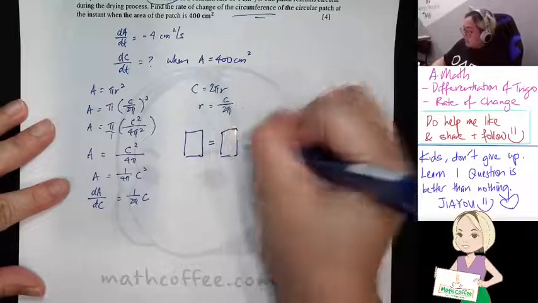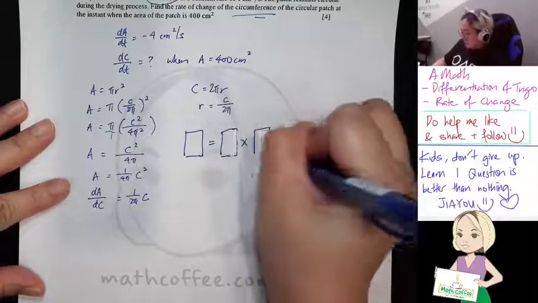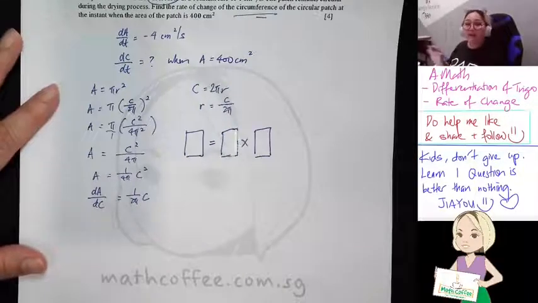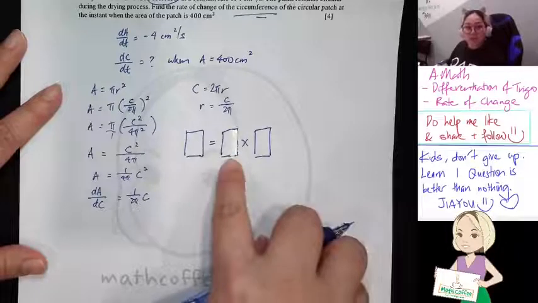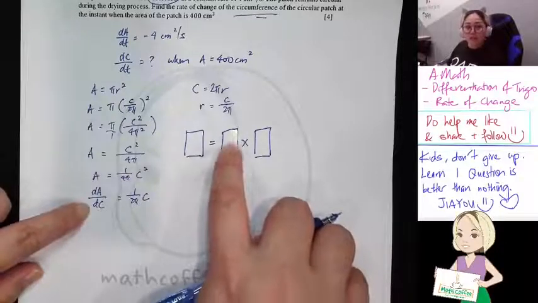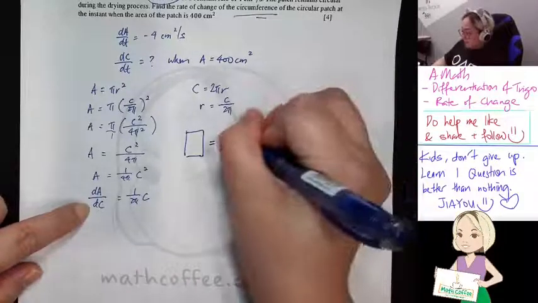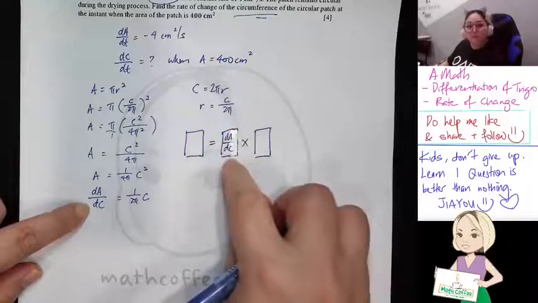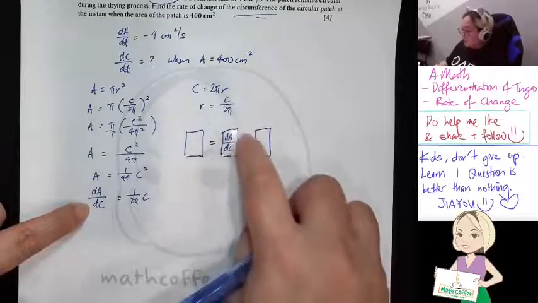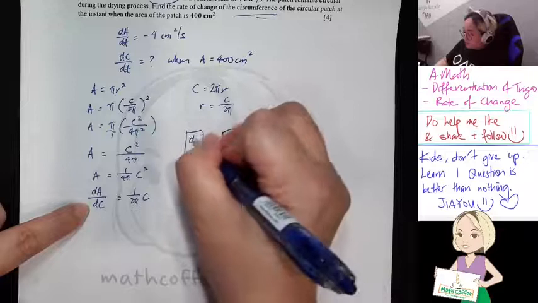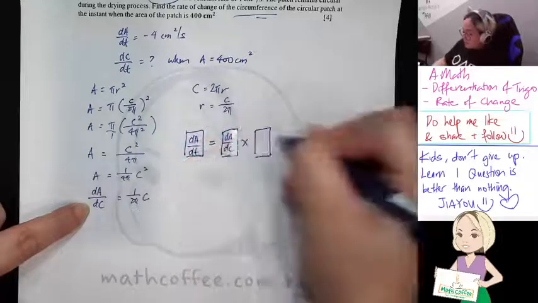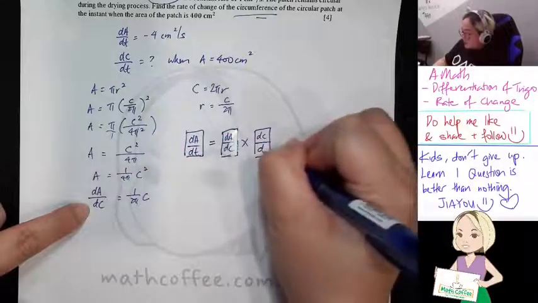Okay, something times something. I always say the one without dt is in the middle. So that means my dA/dC is in the middle. Look at the numerator, which is dA. So that means this side is dA/dt, and this side will be dC/dt.